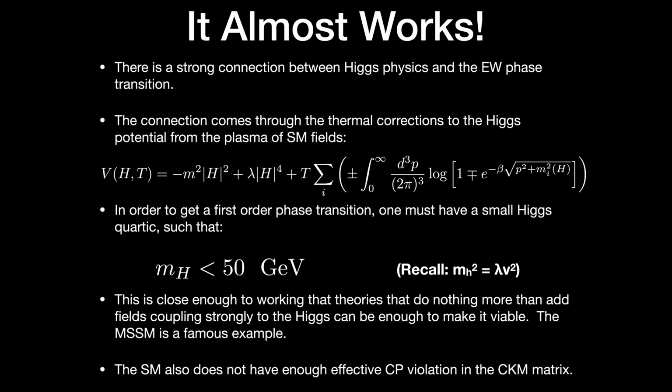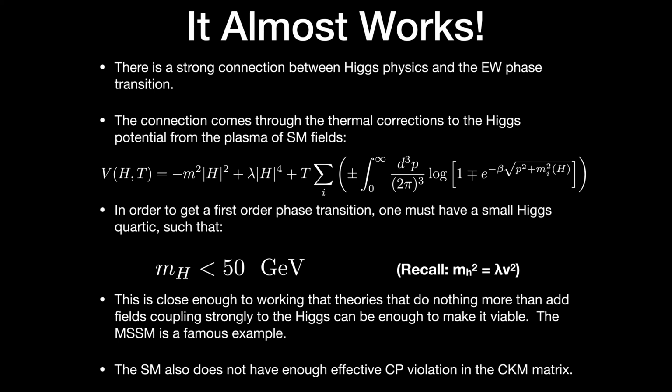And then there are some temperature dependent corrections, and they depend on all the species that are active in the plasma at the time, or in other words, the temperature that I'm interested in. And basically, because their masses depend on the Higgs VEV, this effectively turns into a correction to the Higgs potential. If I want a first order phase transition, there has to be a small Higgs quartic interaction such that the Higgs mass would be less than about 50 GeV or so, right?